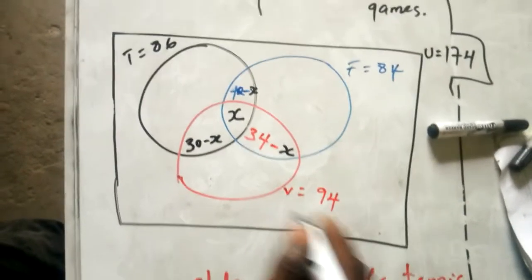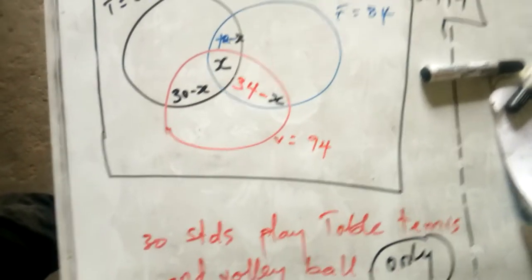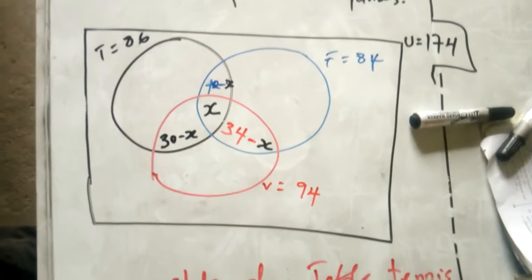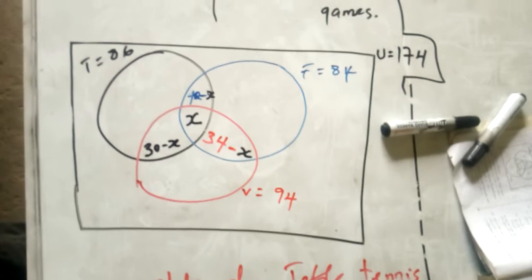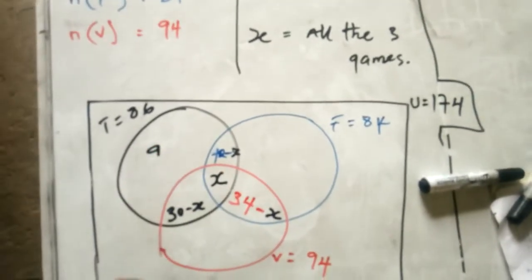So what we do is that we are going to use letters, right? A variable. We call them a variable. We are going to use letters to name them, to name those who are playing what, table tennis. Is that okay? So let's name them. So those who play table tennis only, let's call them A.